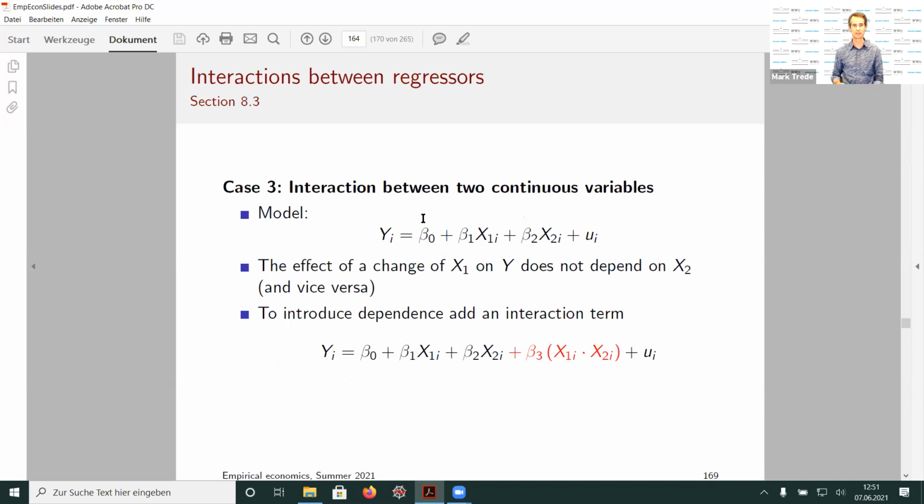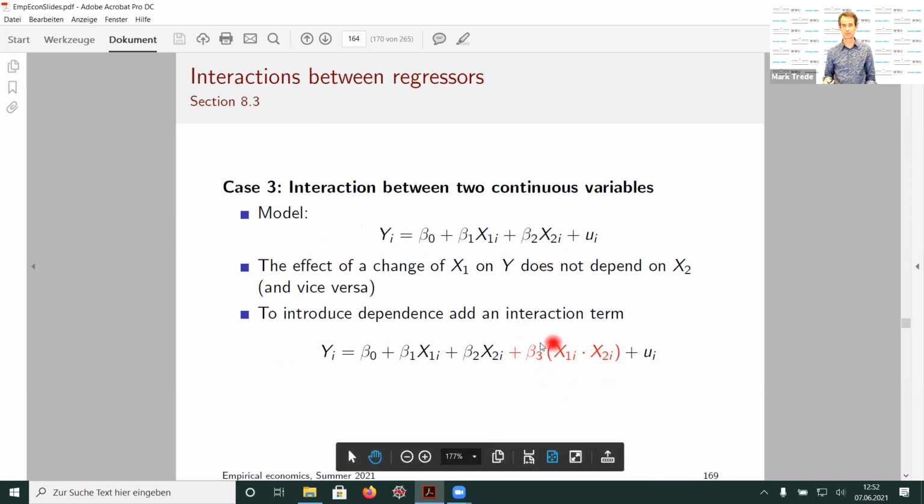Case 3, that's the case with two continuous variables. So it's the same model again. This is really the classical case. We want to see whether the effect of x1 on y might depend on x2. Of course, here it does not, because that's the standard multiple linear regression model with constant marginal effects. But we could add an interaction term. We do that as before. So we just add the product of the two variables as a new regressor on the right-hand side. That's the interaction term.